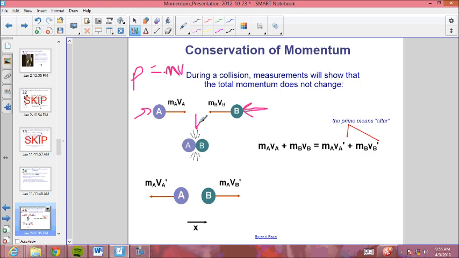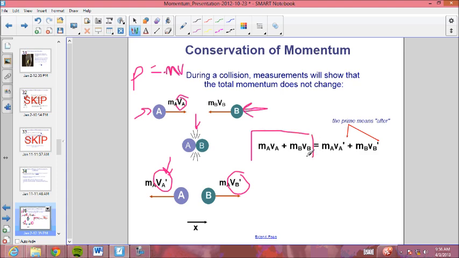But now when they bounce back out, the velocities are going to change. In the beginning, it's just the velocity of A, but then when it comes back out, it's velocity of A prime. Prime just means it's the one after. Then the same thing happens here for B. So if we look, we have our equation here.